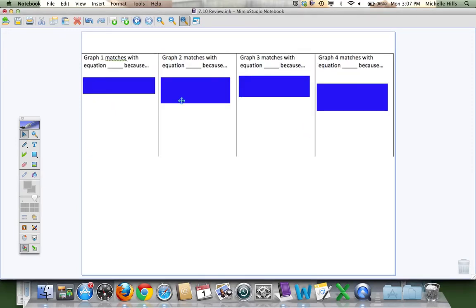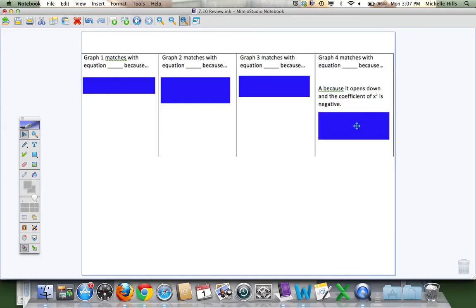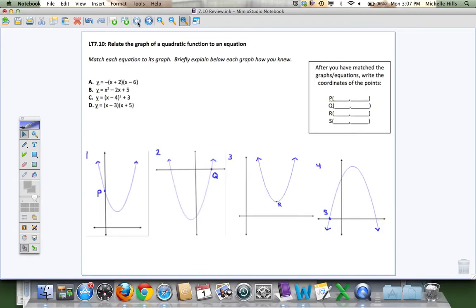So 4 matches equation A, and the reason I knew that is because it opens down and the coefficient of x squared is negative. I can leave it at that without any more explanation because it's the only one that opens down and the only one where the coefficient of x squared is negative. If I had 2 that opened down and 2 that opened up, I'd need to have more explanation for that.